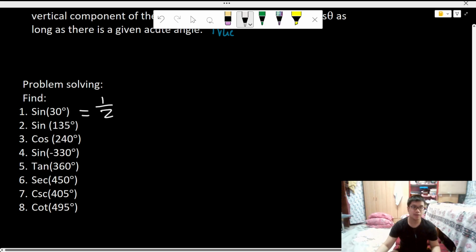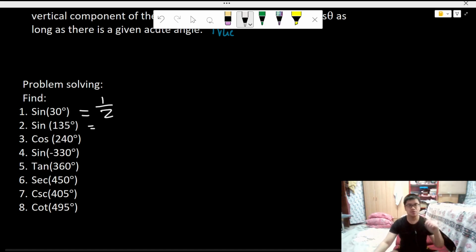Next we have sine of 135 degrees. Here, we cannot just simply use the hand technique because that angle is beyond 90 degrees and not within the range of 0 degrees to 90 degrees. So what are you going to do? You will use the reference angle. What is the reference angle of 135 degrees? First and foremost, where is 135 degrees located?